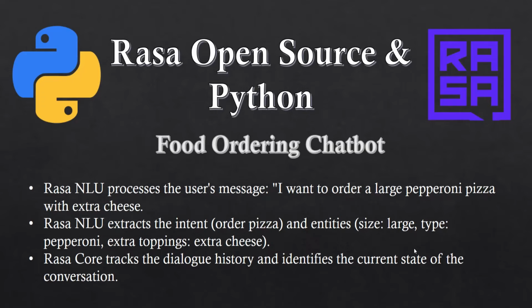So here, let's check how these concepts work together in the food ordering chatbot. For example, Rasa NLU processes the user message, like "I want to order a large pepperoni pizza with extra cheese." Now, Rasa NLU extracts the intent, like order pizza, and entities like size large, type pepperoni, and extra toppings or extra cheese. Now, Rasa Core tracks the dialogue history and identifies the current state of the conversation.